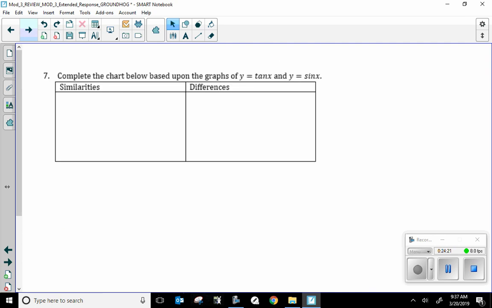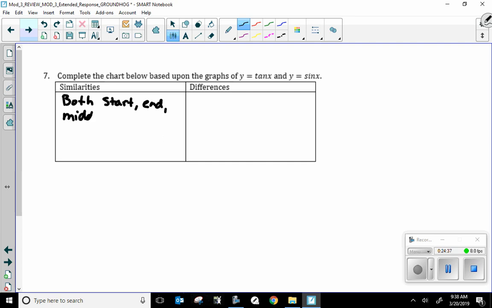Okay, complete this chart based upon the graphs for tangent and sine. Well, what are the similarities? I just said it. Both start, end, and middle are on the midline. Okay, what are the differences?